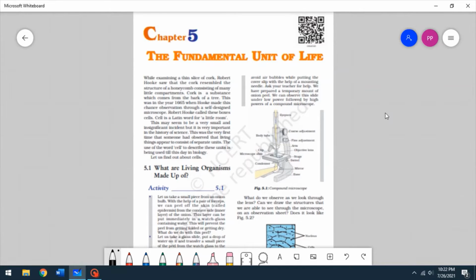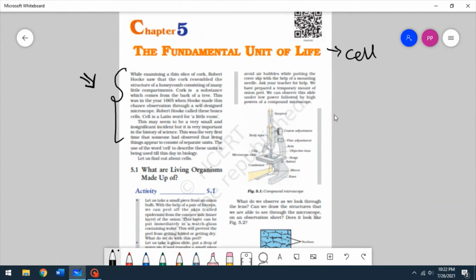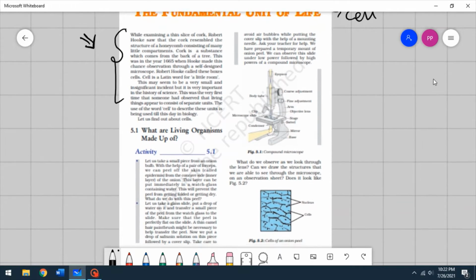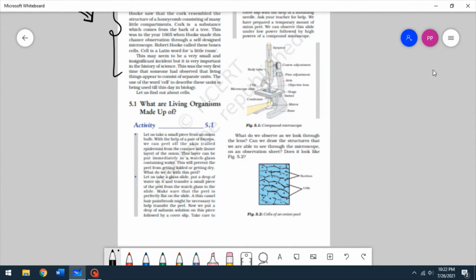So this is a basic overview of the chapter. Spoiler alert, the fundamental unit of life is the cell. That's what you'll get to know in this part of the lesson. It talks about a scientist who discovered cells for the first time, and then we have an activity here.